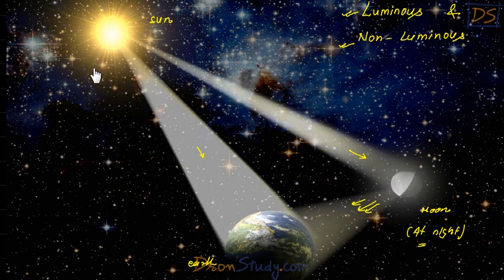Now what about this sun? What do you think? It is a luminous source of light or it is a non-luminous source of light? See students, sun is emitting its own light in all the directions. So clearly it is a luminous source of light, right?